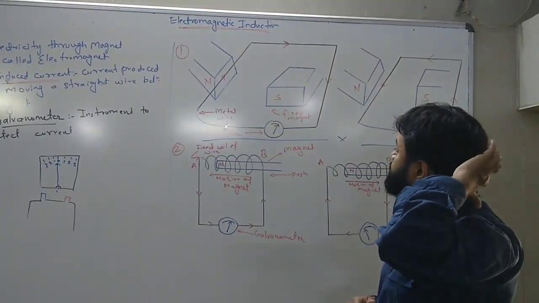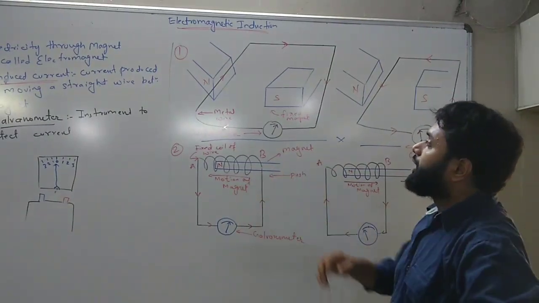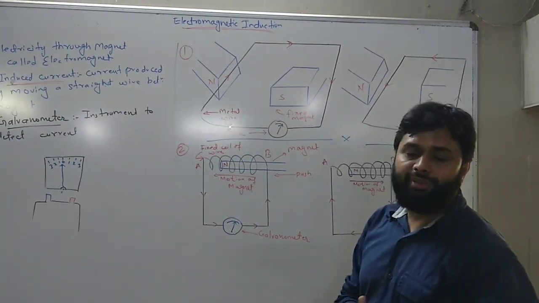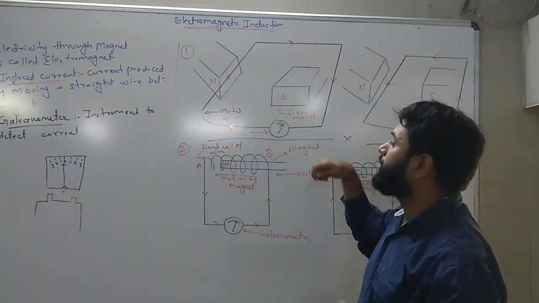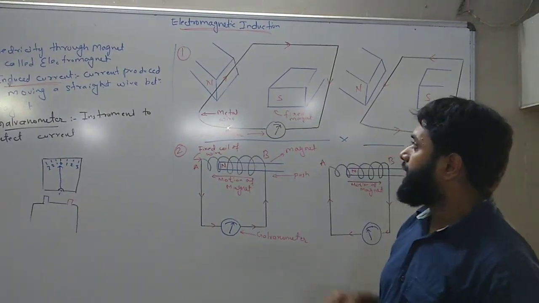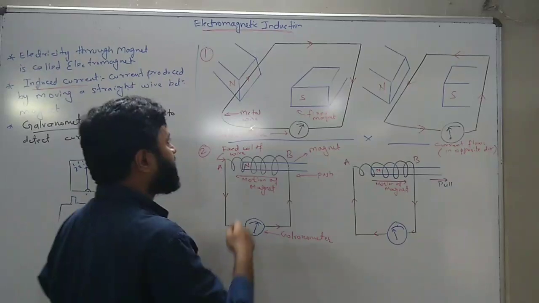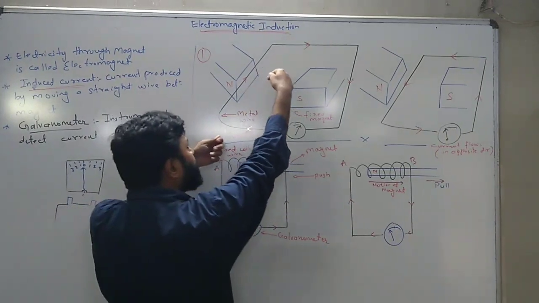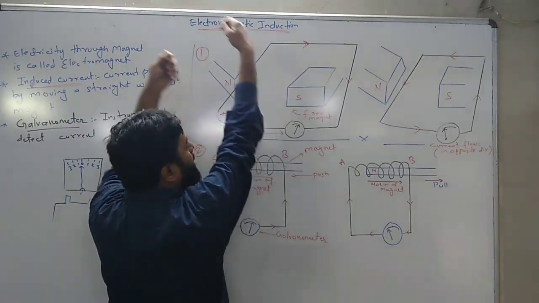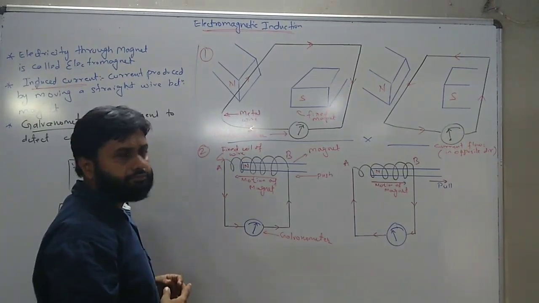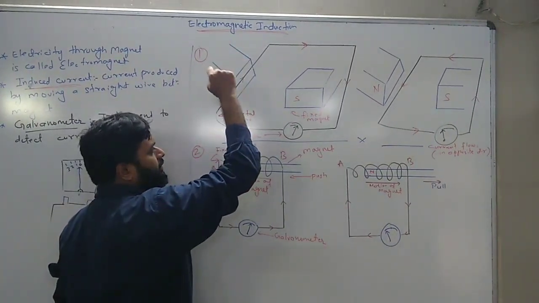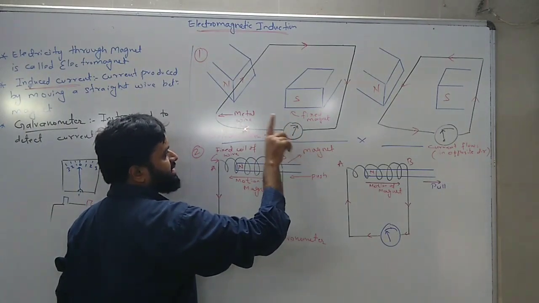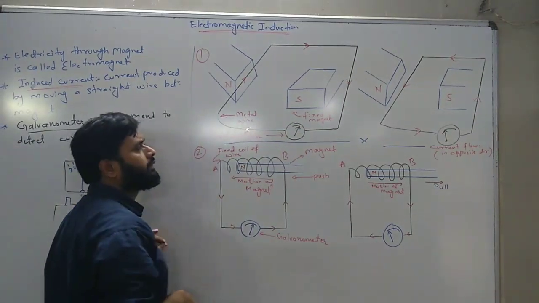So here is the experiment. It demonstrates that when we put a straight wire between the horseshoe magnet and move it up and down, current will be detected in the galvanometer. In the first experiment, we have the wire between the north and south pole of the magnet, and we push the wire in the upward direction. Once we push the wire upward, the galvanometer pointer moves in this direction.